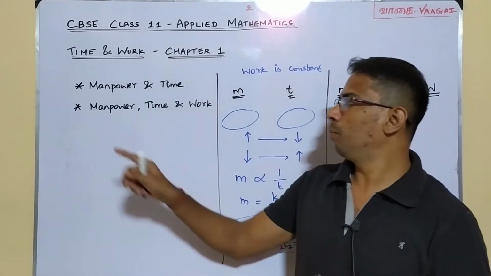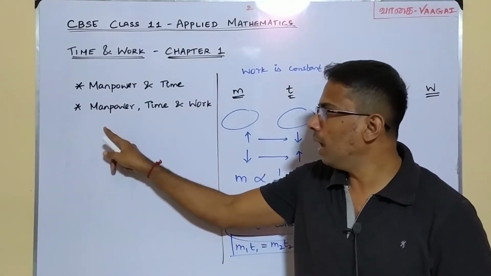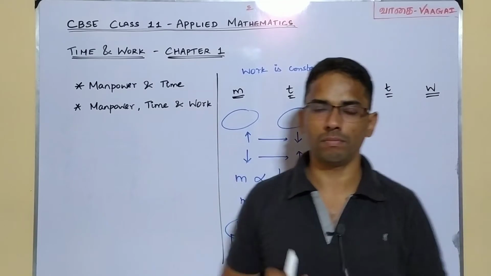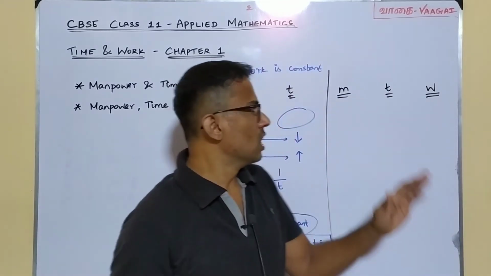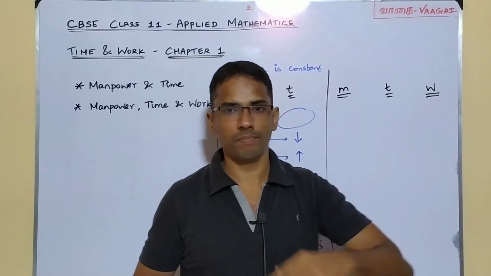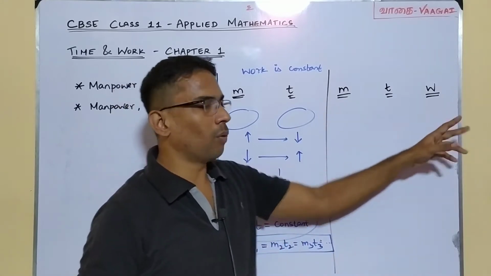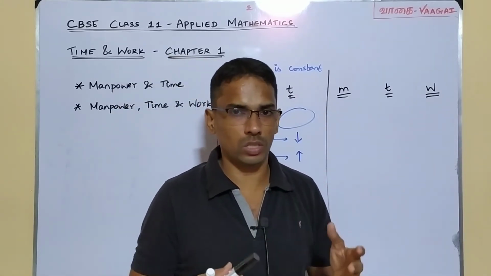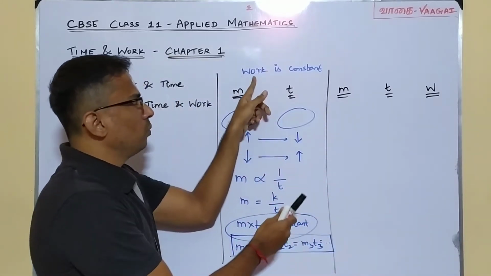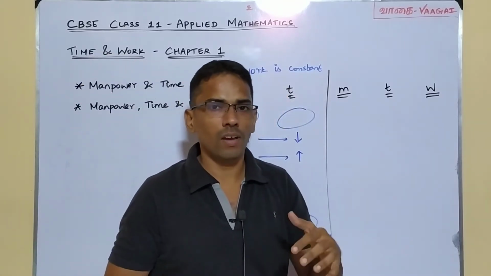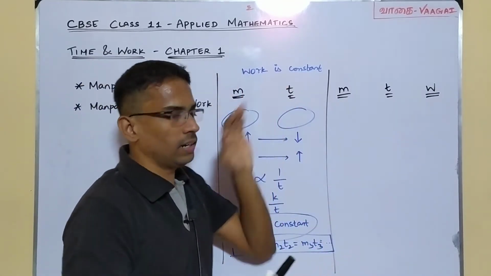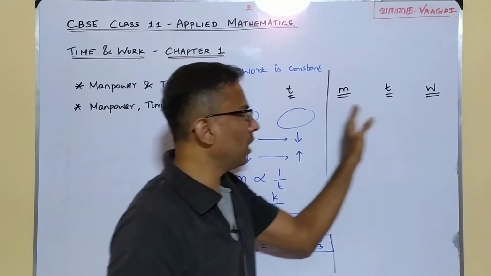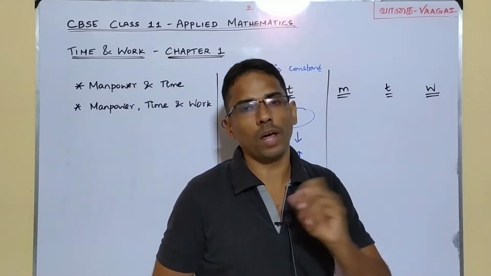Second, another important thing is the comparison between manpower, time and also work. Now what happens if all the three are going to vary? What's the relation between all these three values? The first case is, we assume the work to be a constant, and there we compared manpower and time. Now the second case is we are comparing all these three. Now let us see what happens.